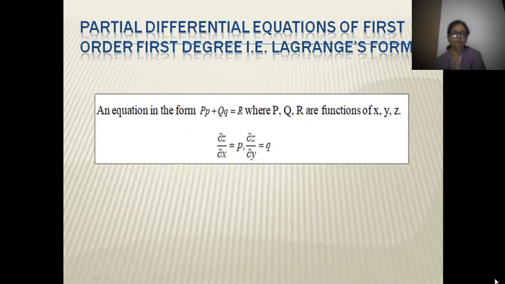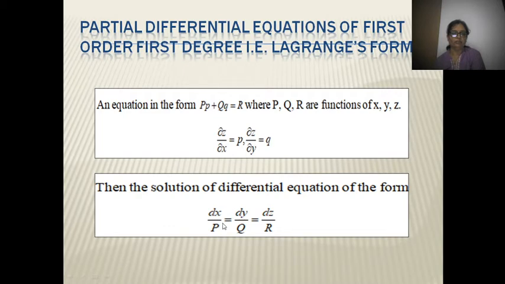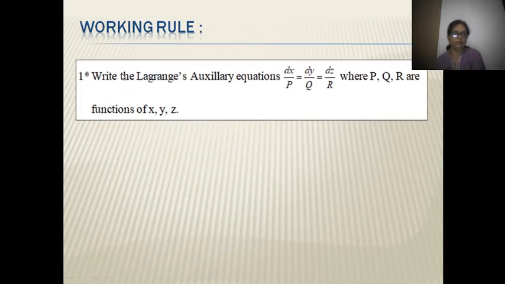Lagrange's form. The equation in the form of Pp plus Qq equal to R, where capital P, capital Q and capital R are the functions of x, y, z and small p and q are the values of partial differentiation of z with respect to x and y respectively. Then the solution is in the form of dx by capital P equal to dy by capital Q equal to dz by capital R. Working rule for solving this Lagrange's equation.